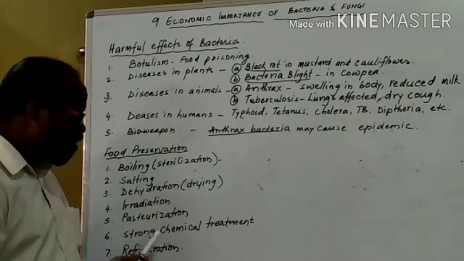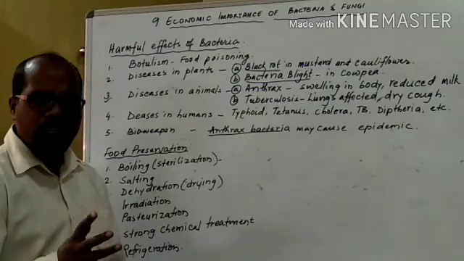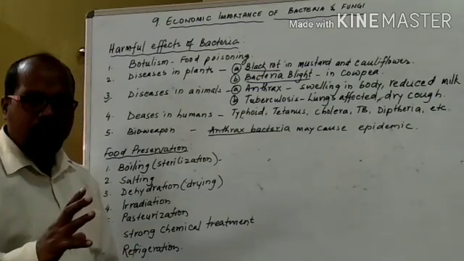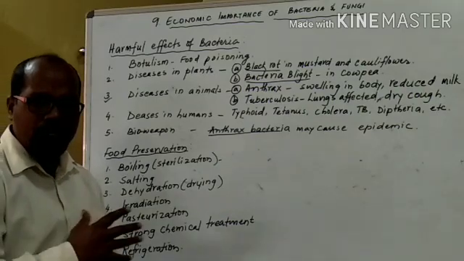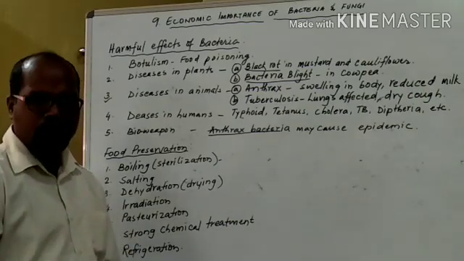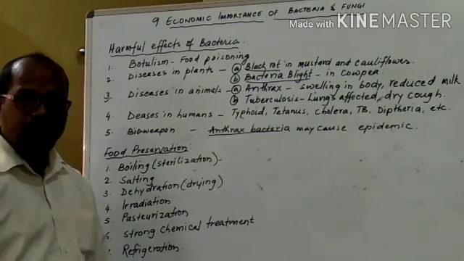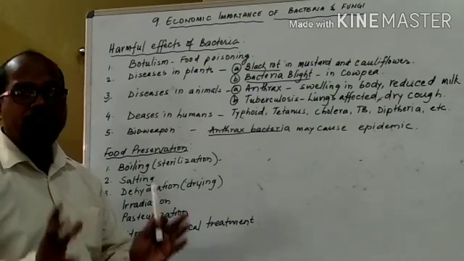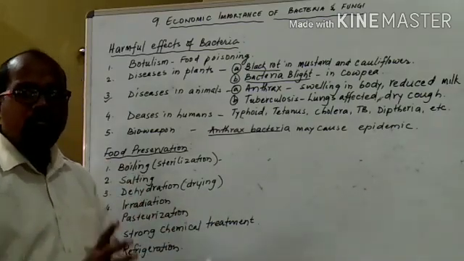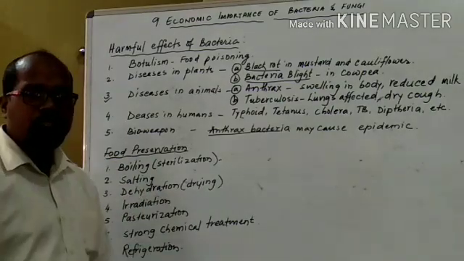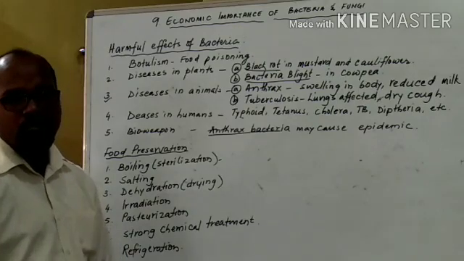Number 6 is strong chemical treatment. Some of the food can be treated with strong chemicals, and by these strong chemicals, what happens? The germs, bacteria, fungi, whatever, do not grow. And so the food is preserved. And the last one is refrigeration. Keeping the food in cold refrigerators, at low temperature, preserves the food. And that's why we all have refrigerators at home.